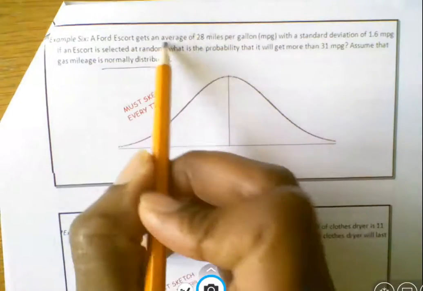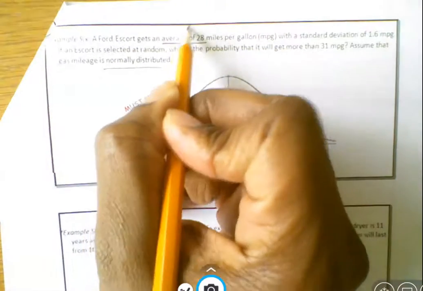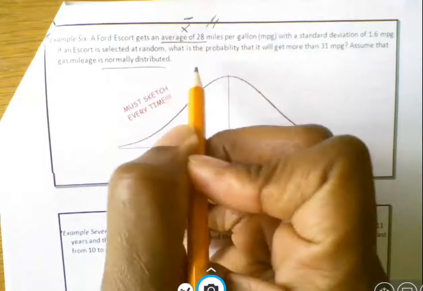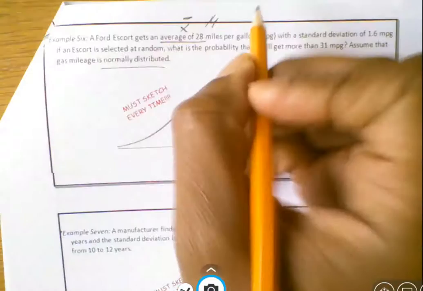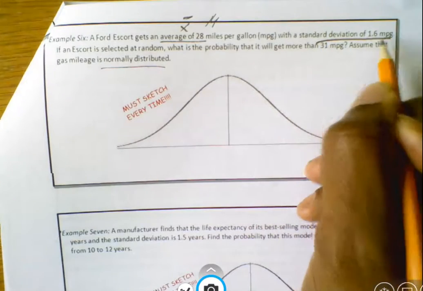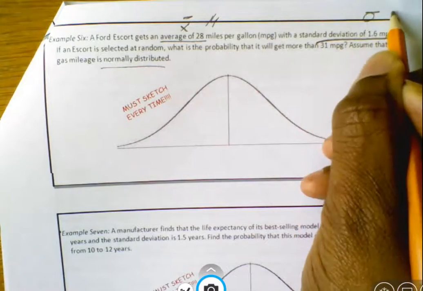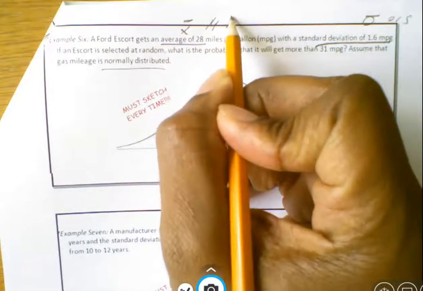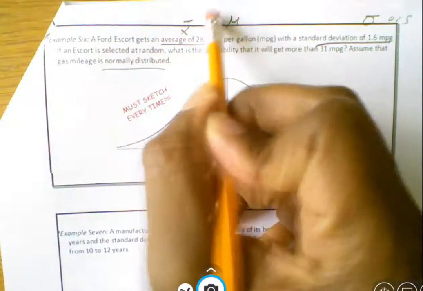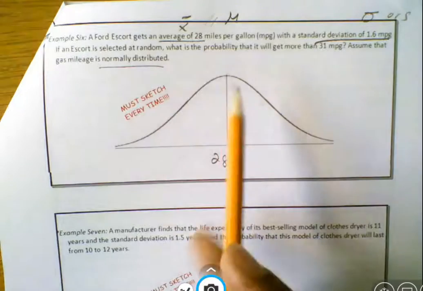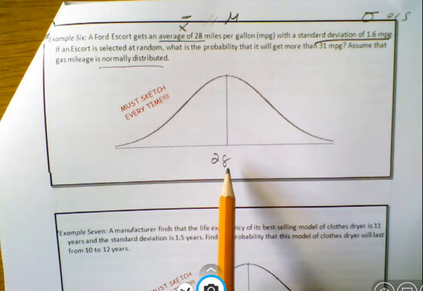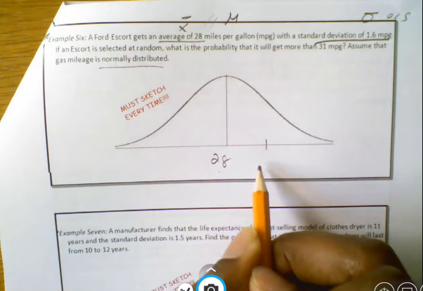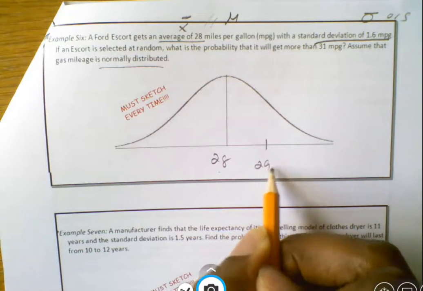They told us the average being mean, so I know my mean, x bar or mu. And I know that my standard deviation is 1.6. So this is sigma or s. And again, mu looks like this. Our mean or average is 28, and our standard deviation is 1.6. So I'm going to add 1.6 to 28. That should give you 29.6.